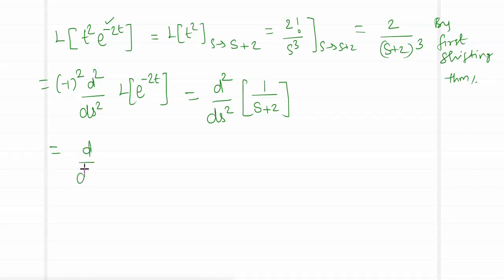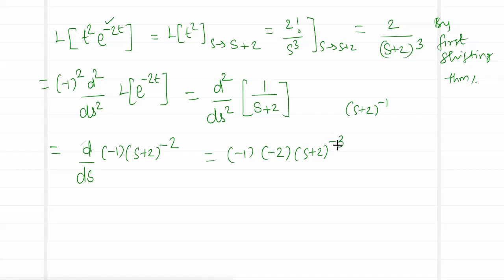So if I differentiate one time, it becomes d by ds of this (s plus 2) the whole inverse, and on differentiation gives me minus 1 into (s plus 2) the whole power minus 2. Now I'll have to differentiate one more time because the power is 2. So it is the second order derivative. So minus 1, what is (s plus 2) power minus 2 on differentiation? Minus 2 into (s plus 2) the whole power minus 3. So now this gives me minus 1 into minus 2 is 2, divided by, this minus 3 when it comes in the denominator, comes as (s plus 2) the whole cube.